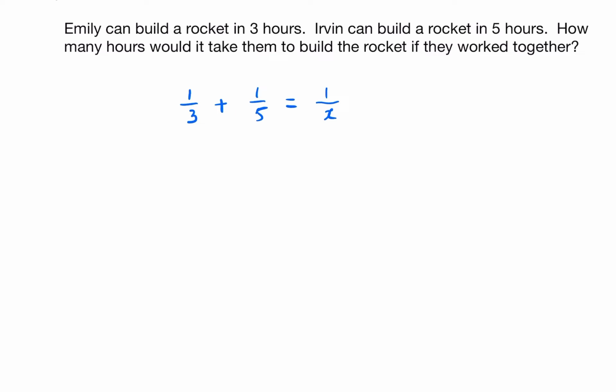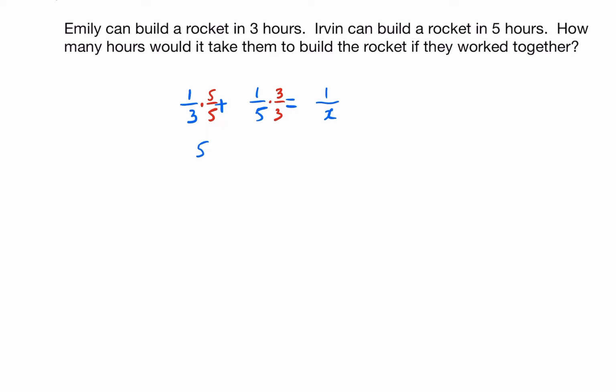Okay, so obviously, we can't add these two fractions together until we have a common denominator, okay? And we can get a common denominator by multiplying this first fraction by 5 over 5, and then the second fraction by 3 over 3. And by doing that, you'll notice that 3 times 5 becomes 15, and 5 times 3 becomes 15, and that's how we achieve the common denominator, okay?